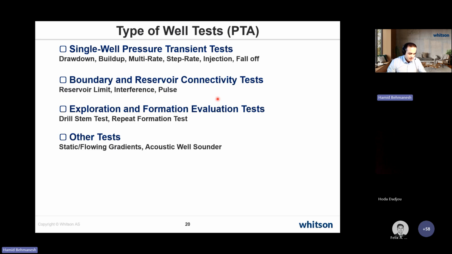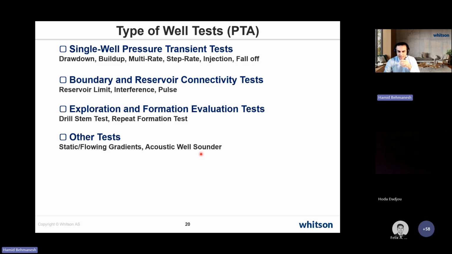And with hydrogen exploration, the test that we need to run should be very small, a short time period. That's why these tests are designed for those specific ones. And there are some other tests like static and flowing gradient. This is where we are interested to understand how the liquid level is changing and evolving in the wellbore.